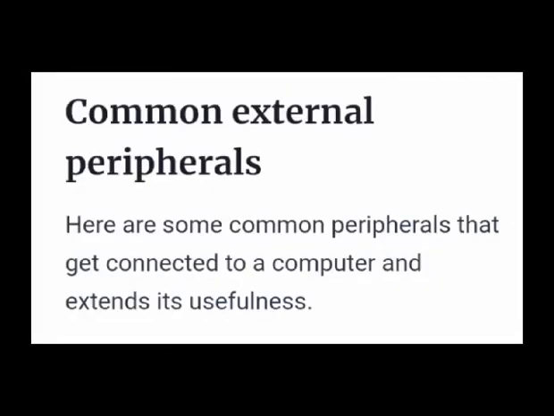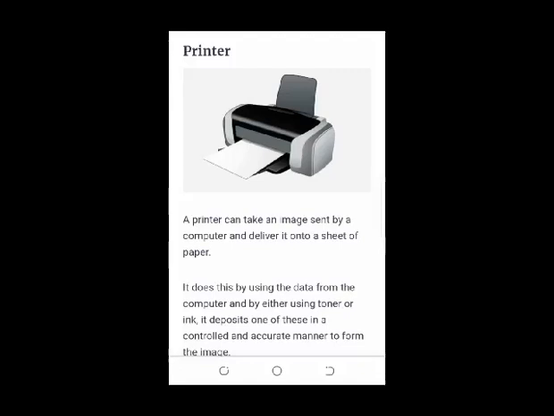Common external peripherals. Here are some common peripherals that get connected to a computer and extend its usefulness. Printer. A printer can take an image sent by a computer and deliver it onto a sheet of paper. It does this by using the data from the computer and by using either toner or ink. It deposits one of these in a controlled and accurate manner to form the image.